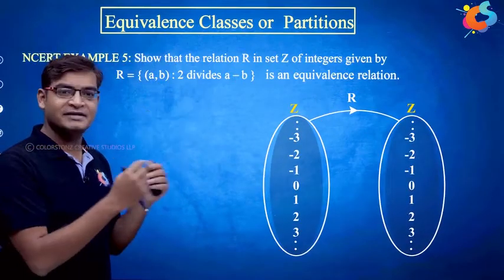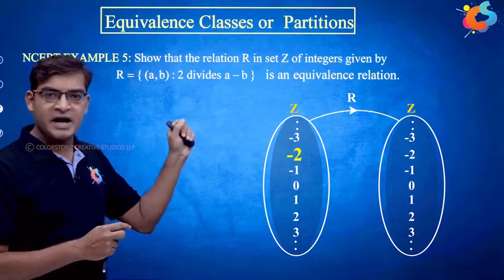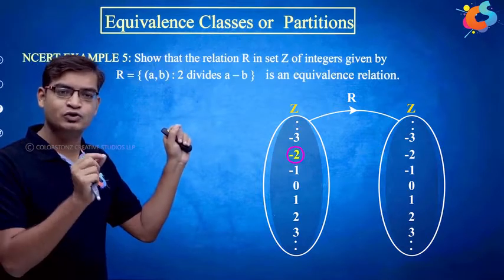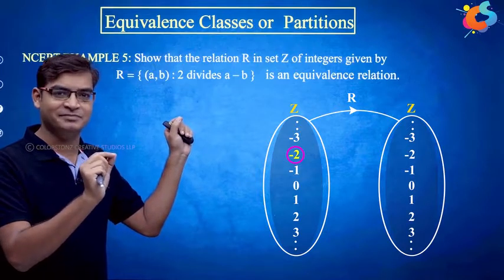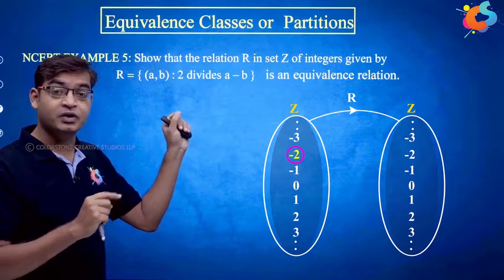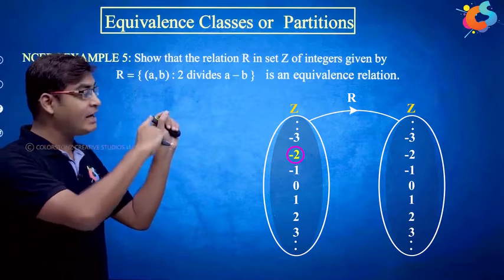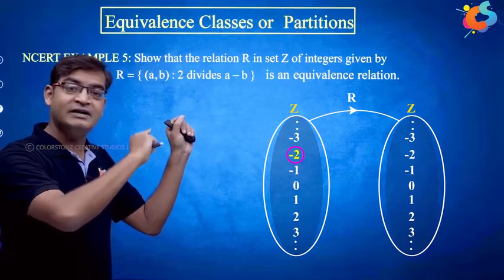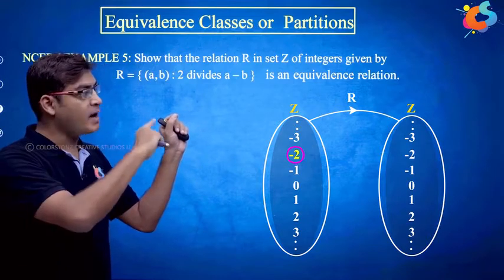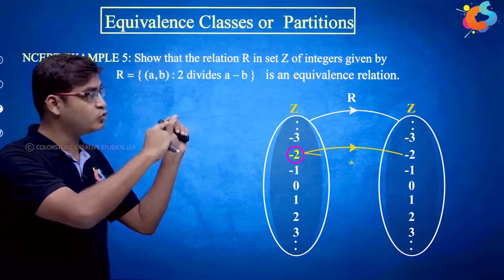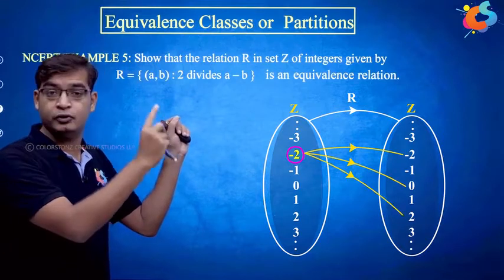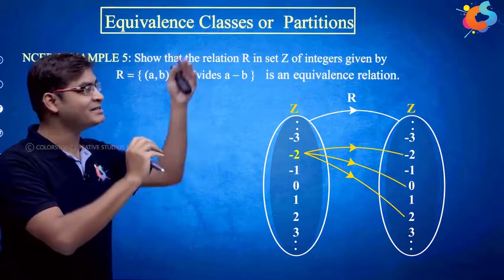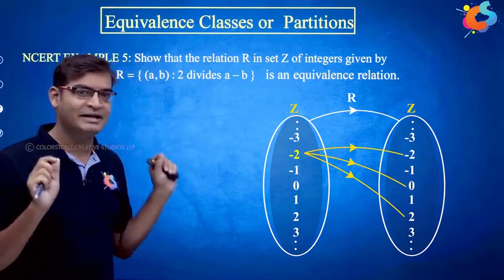Let us get back the mapping diagram. If I am taking minus 2, because minus 2 is an even number, right? Minus 2 can be written as 2 into some integer. So minus 2 is an even number. If I choose minus 2, I can map only with even numbers on the right hand side. Only then the difference will be even, right? So minus 2 can be mapped to minus 2, minus 2 can be mapped to 0, minus 2 can be mapped to 2, minus 2 can be mapped to all even integers on the right hand side, the even integer set.